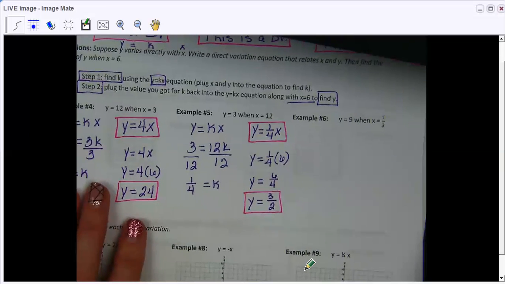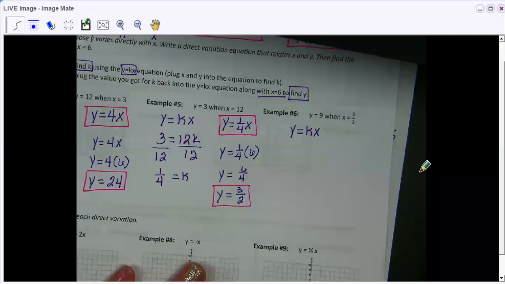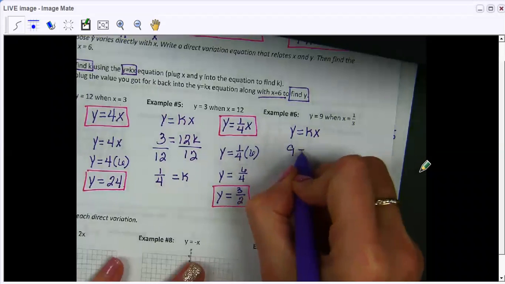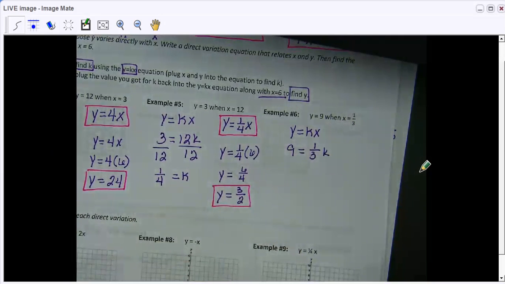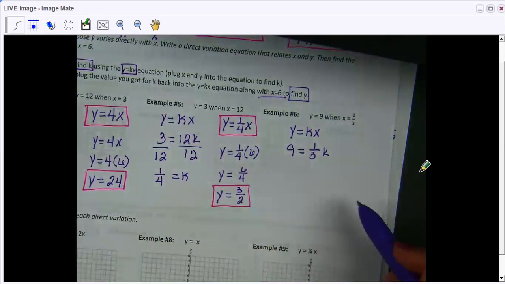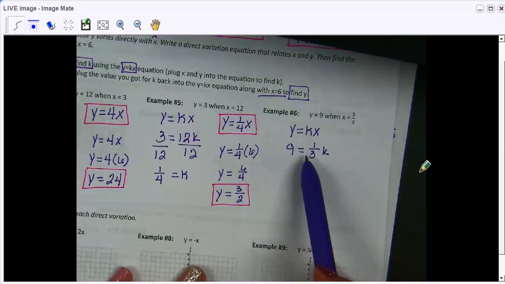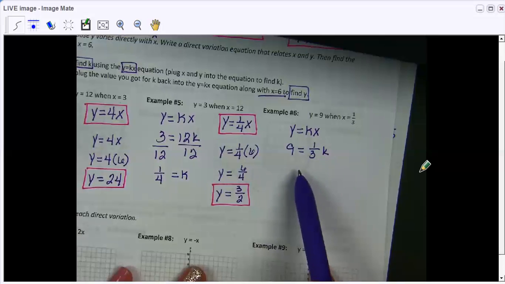Okay, I want you all to try number 6, at least getting it set up, okay? Okay, so this is how you should have set it up. So if we want to figure out what k is, does anyone know what we have to do? Andrew? Do we have to divide by 1/3? Remember, we want to divide by 1/3, which is the same as doing what? Multiplying by the reciprocal, which is just 3.